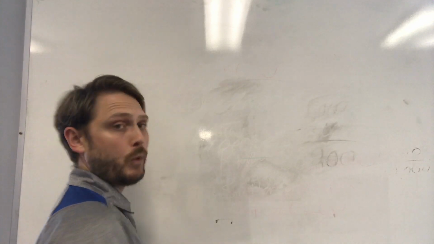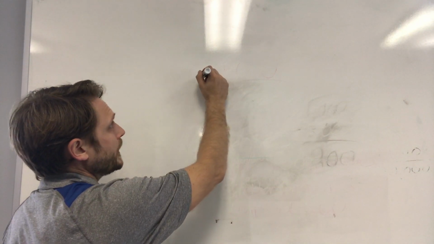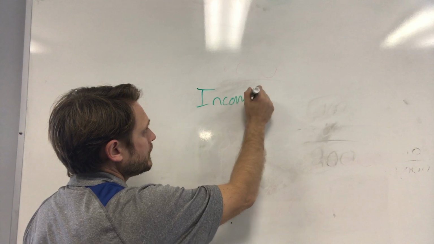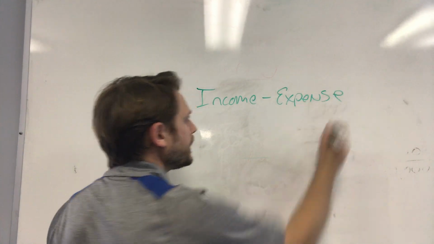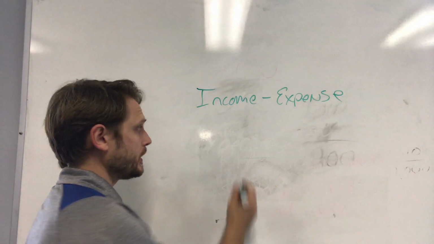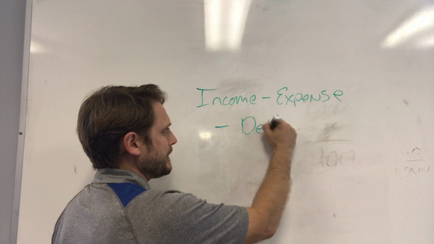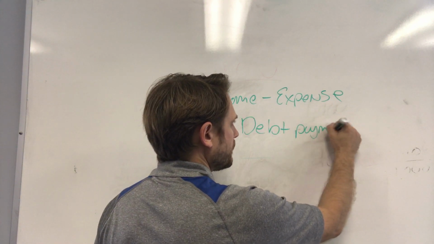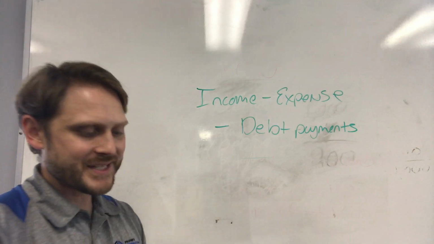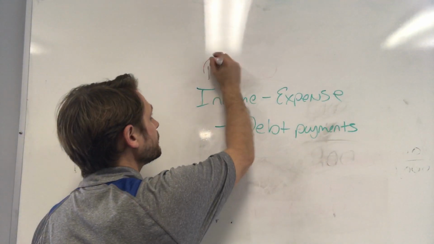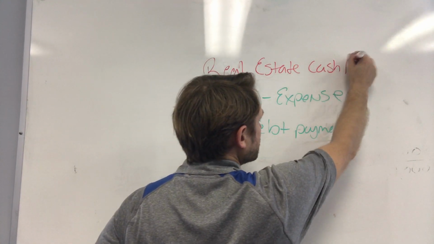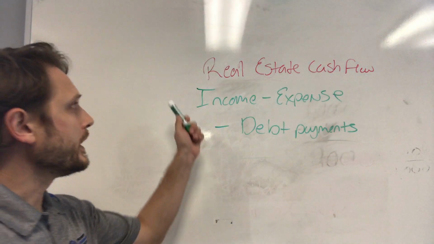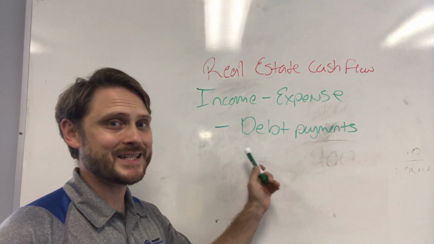Now, if we're talking real estate, cash flow is calculated a little bit differently, right? The same two steps, but we're going to add one extra thing in. So, cash flow is income minus expense, all right? But then, with real estate, you need to minus out debt payments. This is cash flow in real estate: income minus expense minus debt payments is cash flow.